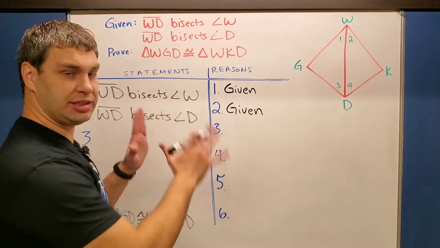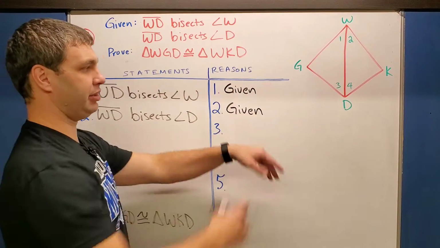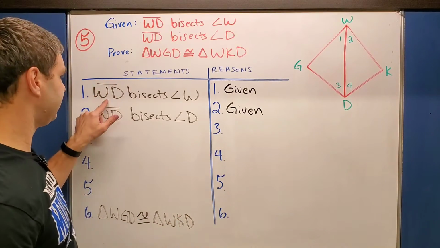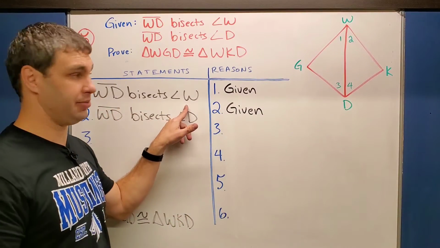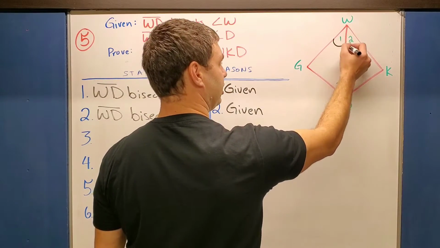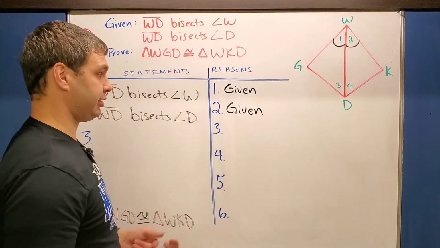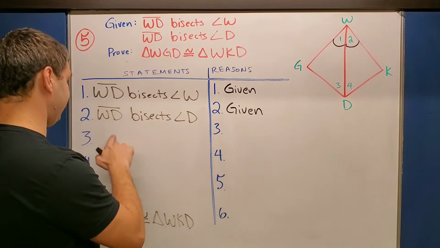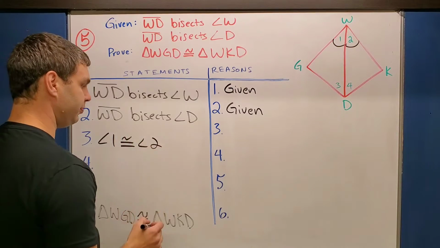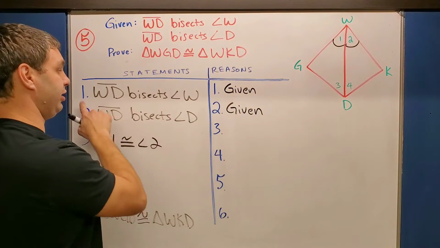All right, once we have our reasons filled out in our proof, then we have to see what did we just write. We have to probably fill out our picture and maybe mark it up and see what it's telling us. So for example, this first one says WD bisects angle W. Well, if WD bisects angle W, that means that angle 1 and angle 2 are going to be congruent. That's the definition of an angle bisector. So we have to say that now in our next line. We're going to say angle 1 is congruent to angle 2. And the reason for that is the definition of an angle bisector, which we had in our first line.